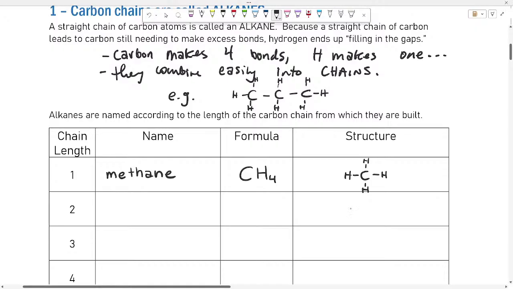Cows produce it. It's a regular greenhouse gas. Now, what if we added a second carbon? Again, how many bonds does each carbon want to make? 4. Okay, very good. And what goes in each spot that isn't a carbon? Hydrogen. So what's the formula of this 2-carbon chain? C2H6. Very good. And this has a very clever name.